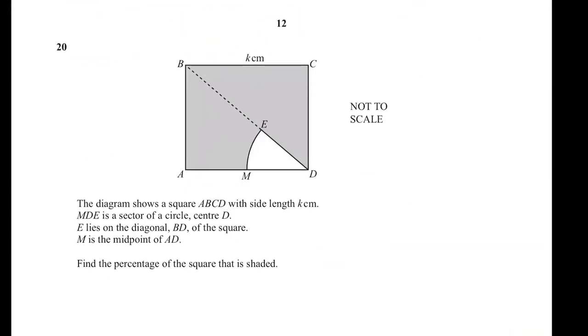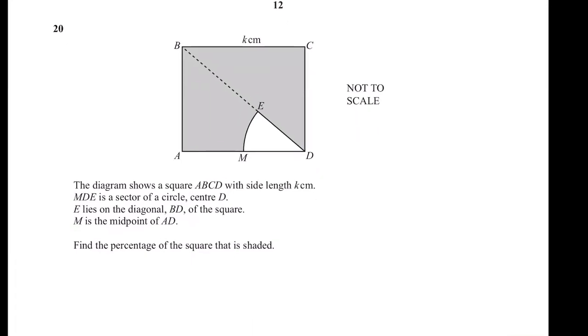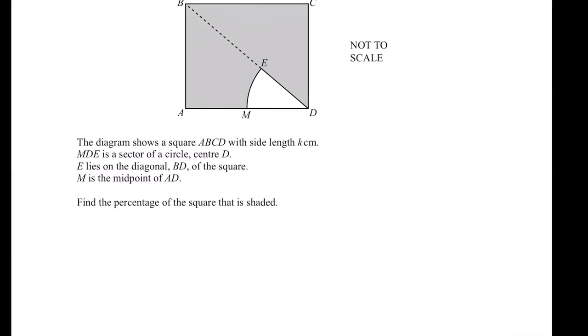Next one. Diagram shows a square ABCD with a side length K. MD is a sector of a circle center D. E lies on the diagonal BD of the square. M is the midpoint of AD. Find the percentage of the square that is shaded. Percentage of the square that is shaded means shaded over total.